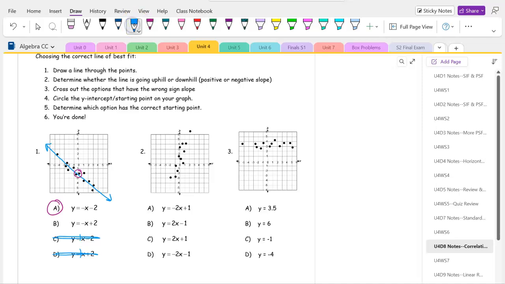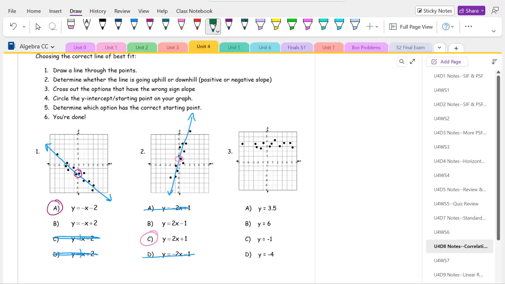All right, let's try it again. First, draw a line that goes through most of your points. This has a positive slope, so I'm going to cross off A and D because both of those have a slope of -2. Now I find my y-intercept, which is where I hit the y-axis. That's up at a positive 1, and so I circle this answer.